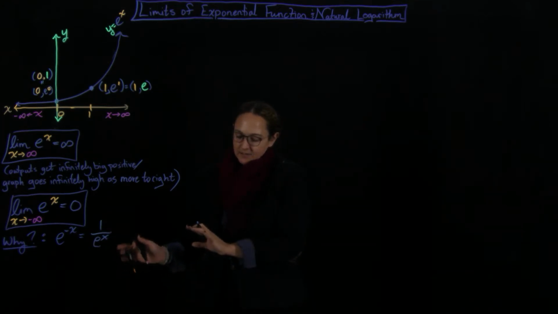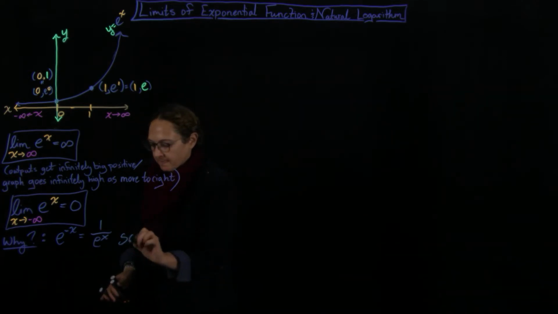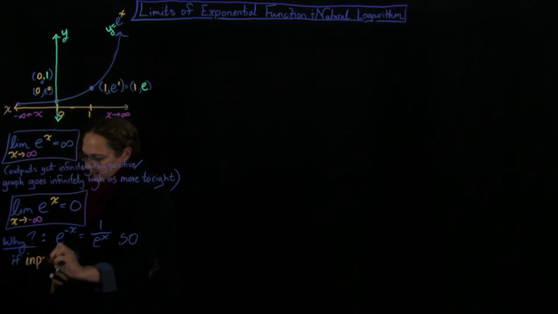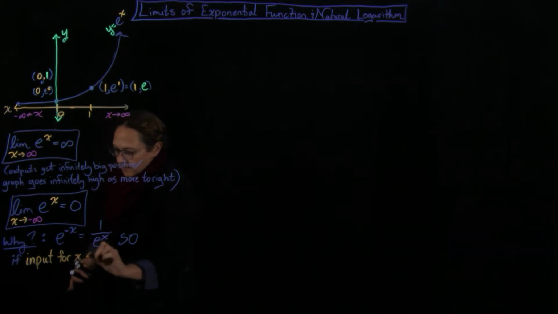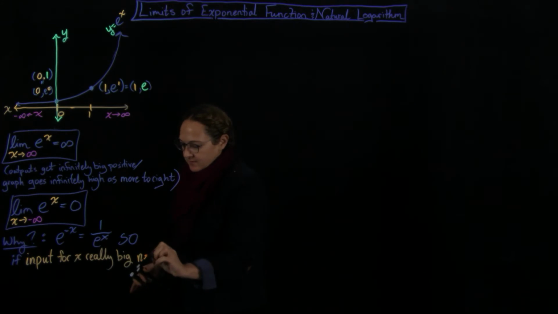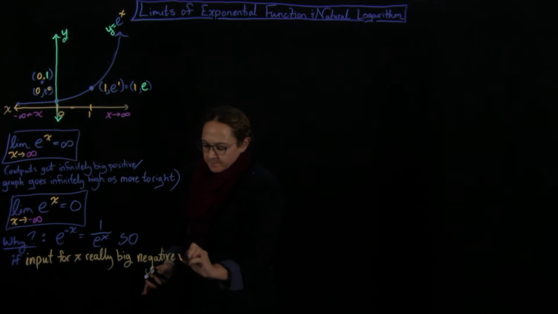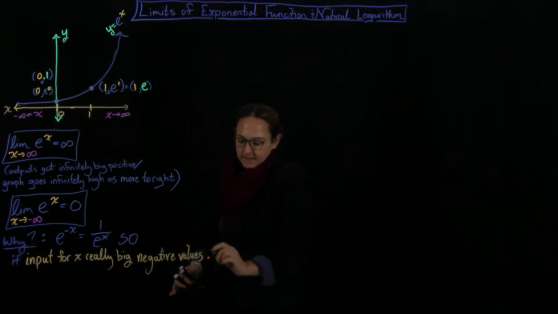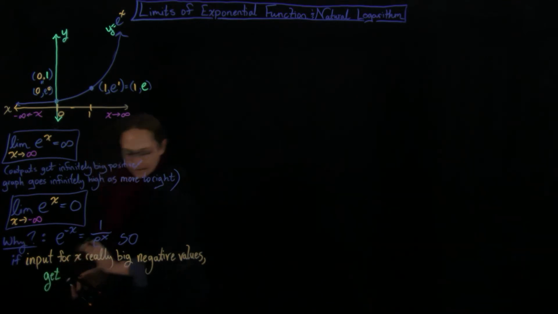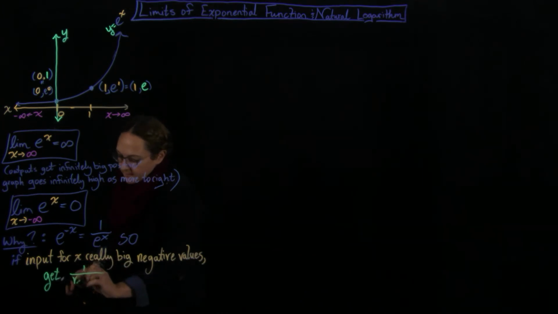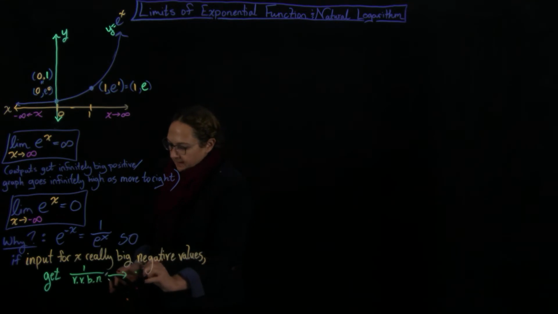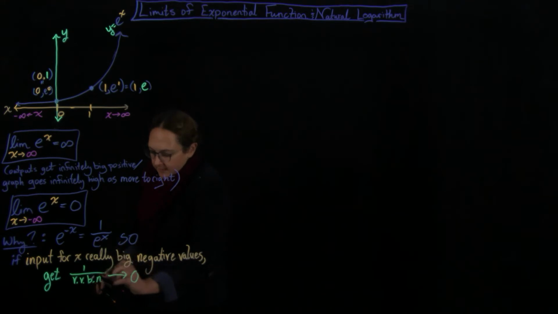So if I'm putting into x really big negative values, okay, if I input for x really big negative values, right, then what's happening is that as an output, I'm going to get 1 over very, very big negative, but I know that converges to 0. Oh, sorry, I get 1 over very, very big positive, actually.